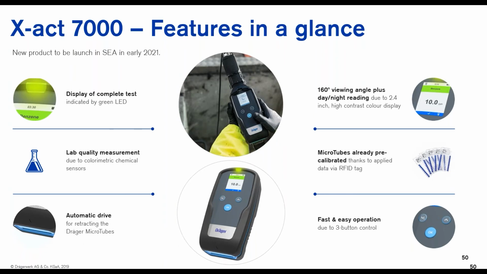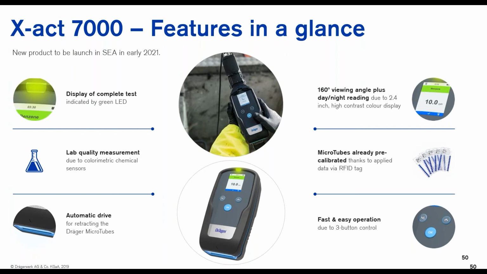If you look into the design, the product itself is very easy to use. There are only 3 buttons, so it's very easy operation. This XS7000 is using micro tubes. At the bottom there's an automatic drive where you can insert the micro tubes. Then the XS7000 will detect the RFID, and it will start to do a pre-check on pre-setup before the measurement takes place. The measurement it provides is lab quality measurement. It uses very high technology in terms of chemical sensors and camera.